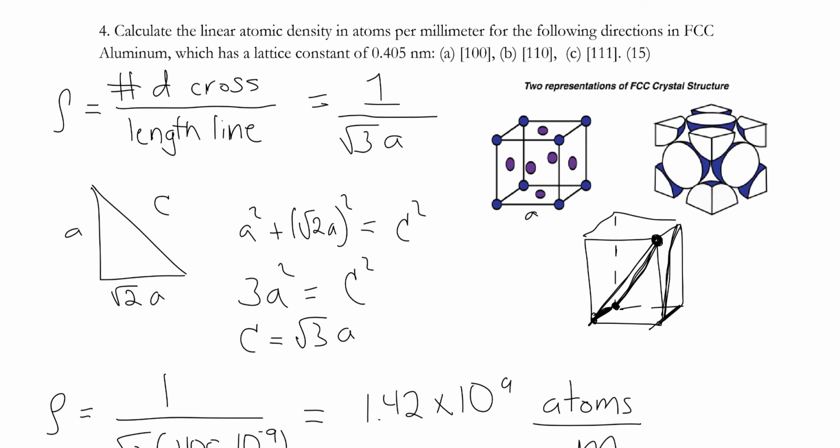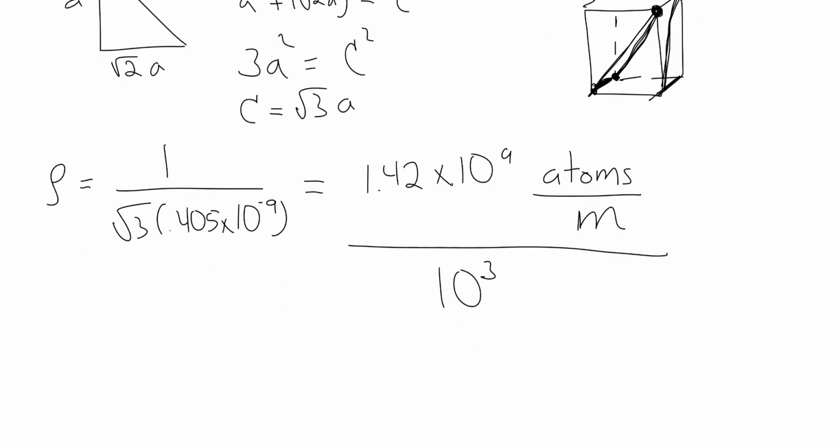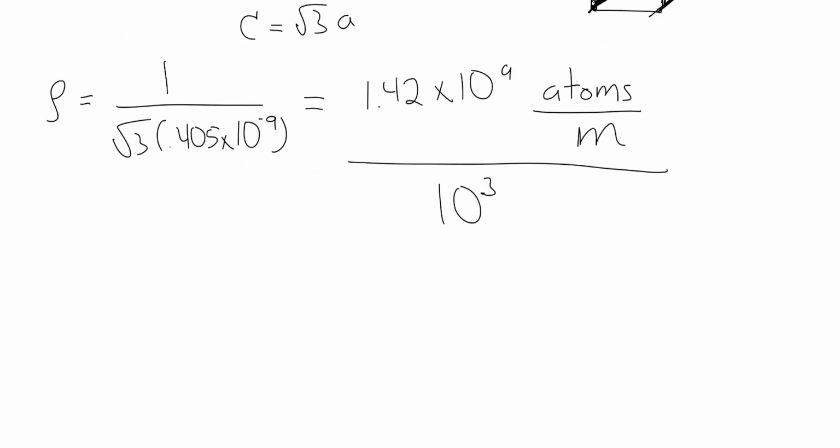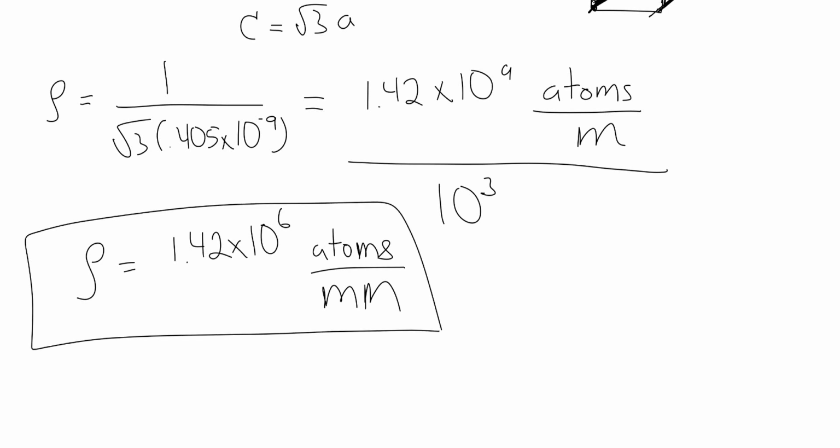Now this isn't our final solution because we go back to the problem statement. The problem statement wants the linear atomic density in atoms per millimeter. So we do that by dividing our answer by 10 cubed, therefore giving our answer in atoms per millimeter, which is equal to 1.42 times 10 to the 6 atoms per millimeter. And that is the solution to problem 4C.